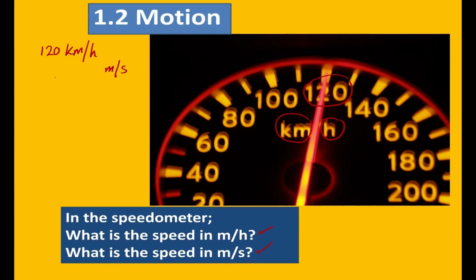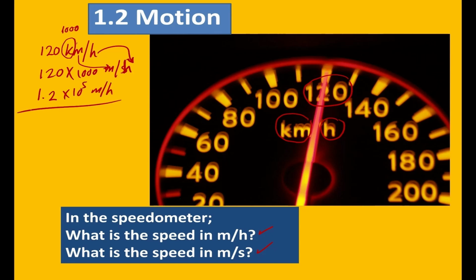We want to get it in meter per hour. So the hour is the same, but we have kilometer here. We want to convert it to meter. It's very simple. We will remove kilo and put its value, which is 1,000. So it will be 120 times 1,000 meter per hour, which is 1.2 times 10 power 5 meter per hour. Very easy.